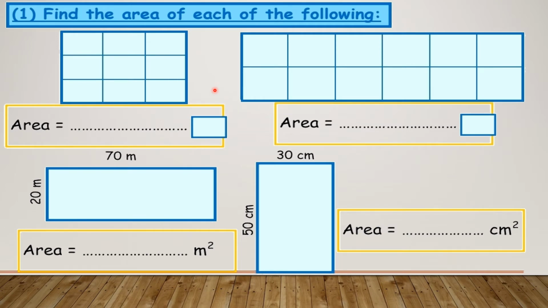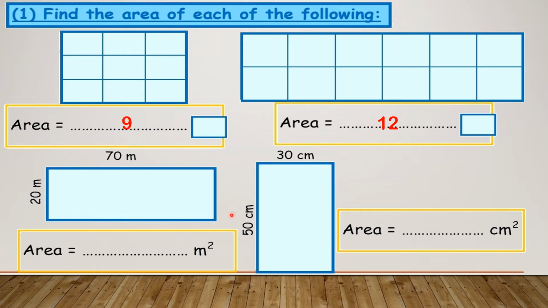Okay, as we learned in the first term, how to find the area, we used to count the squares inside that shape or count the units inside the shape. So let's count here. 1, 2, 3, 4, 5, 6, 7, 8, 9. So the area here is 9 squares. And here 1, 2, 3, 4, 5, 6, 7, 8, 9, 10, 11, 12. So the area here is 12 squares. So as we learned, the area is the units inside the shape.